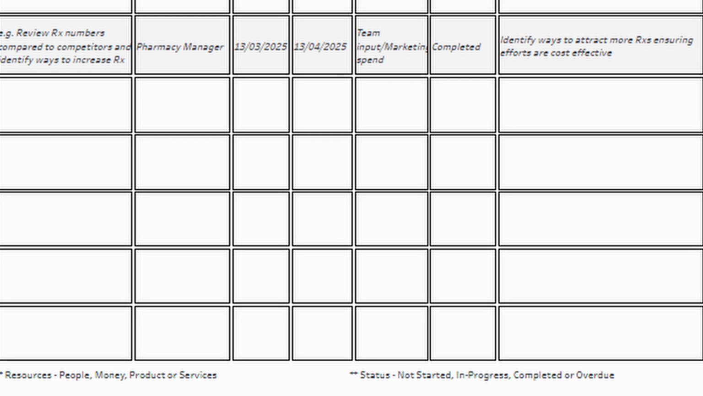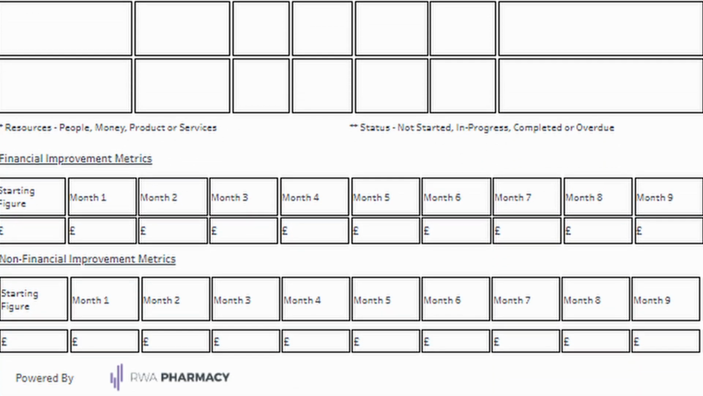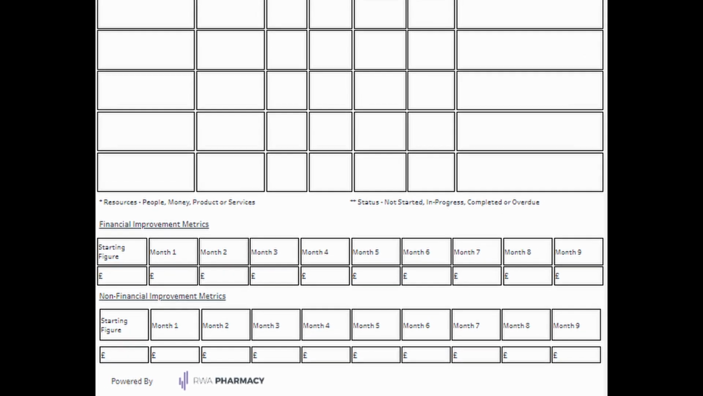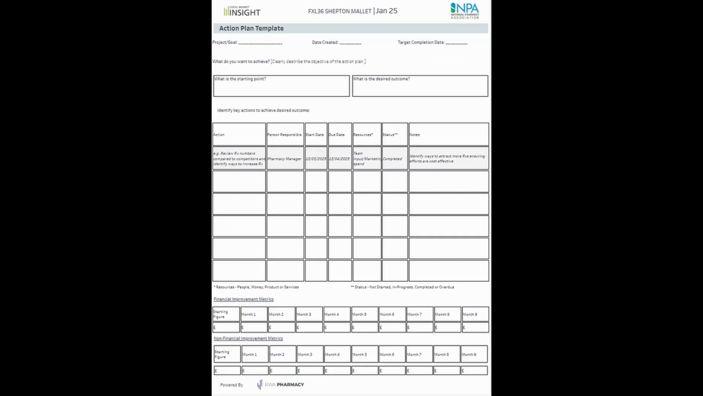There's also space to track both financial and non-financial metrics across the coming months, so you can monitor progress over time. This structure allows you and your team to stay accountable and focused, turning insights into actions that drive meaningful results for your pharmacy.